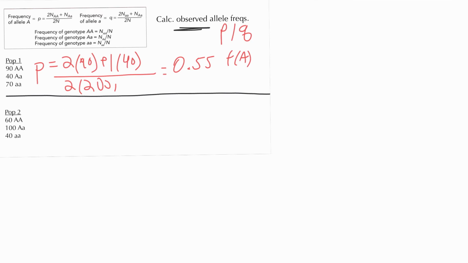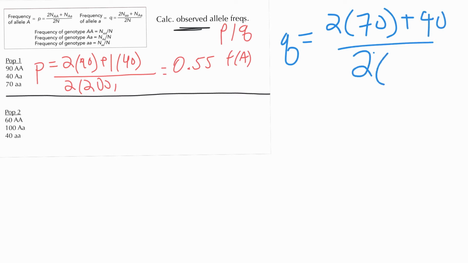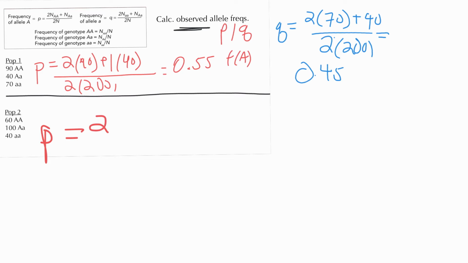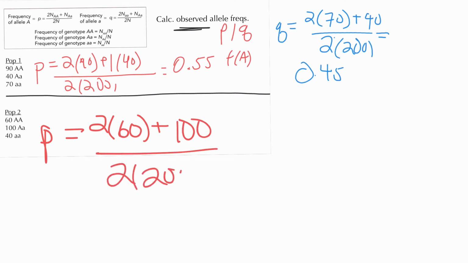The frequency of the little a in that same population is q, which equals 2 alleles from every homozygous recessive plus 1 from every heterozygote, divided by 2 alleles for all the individuals, of which there are 200, and that's going to equal 0.45. What about population number 2? All right, so p in this case, 2 alleles for every homozygous dominant plus 1 for every heterozygote, and 2 alleles for each individual, and that will equal 0.55. That's the frequency of big A.